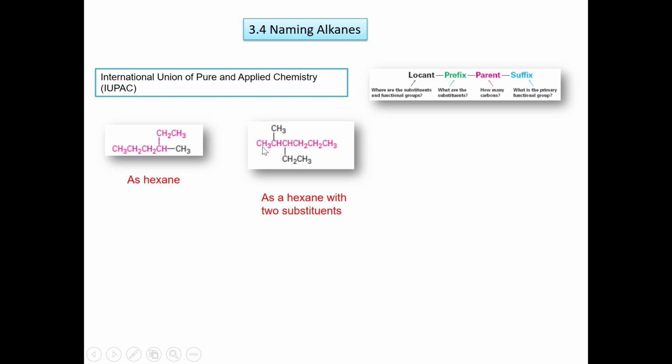Here we have 1, 2, 3, 4, 5, 6. In this case, we can calculate that the longest chain is this. If we take this, it's exactly the same as taking this. Okay, and then what? We have 6 carbons, and we have a methyl in second position and an ethyl in third position.